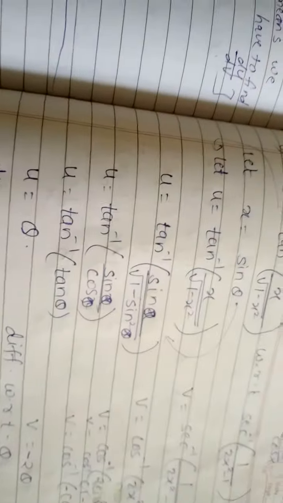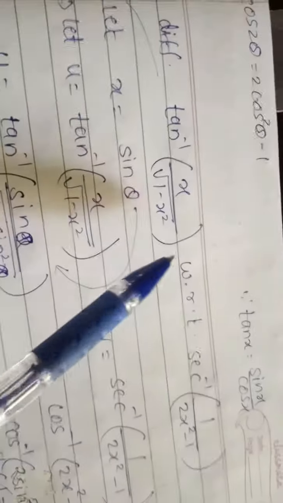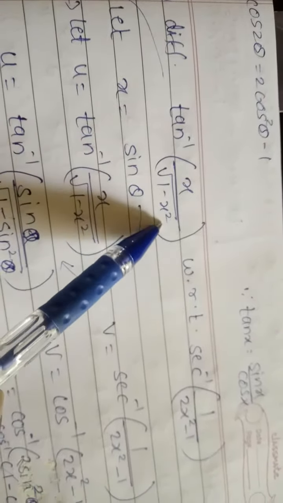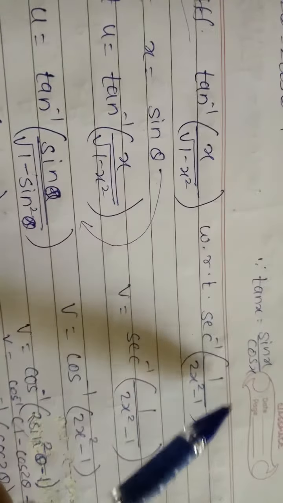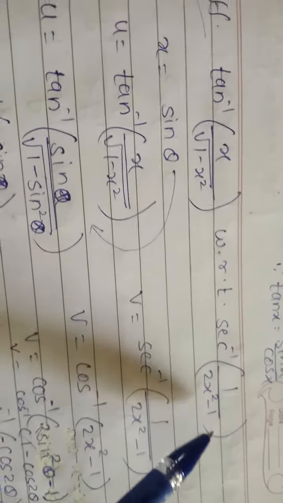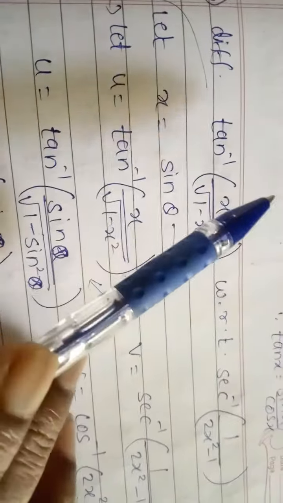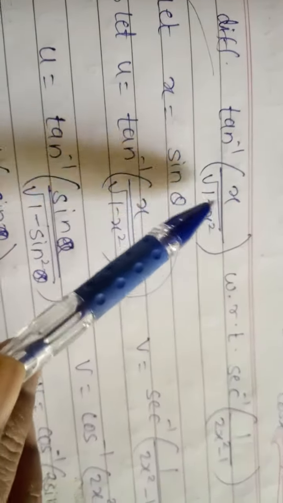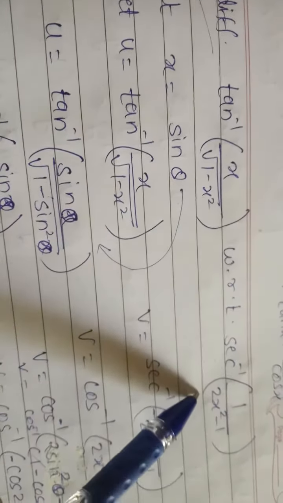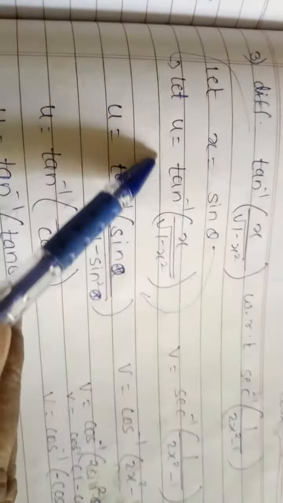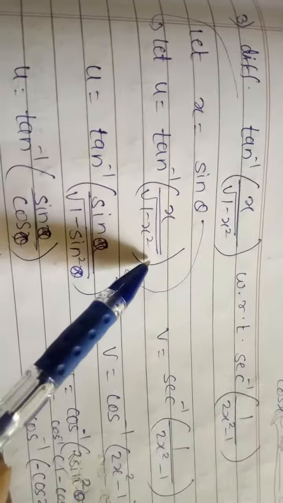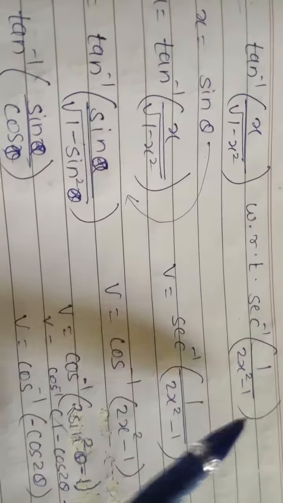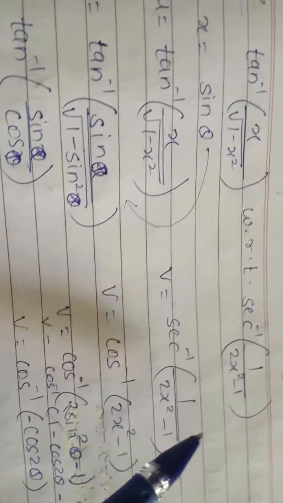Now see the third example. Differentiating tan inverse x upon root 1 minus x square with respect to sec inverse 1 upon 2x square minus 1. So again the same question, here we have to consider this function as u and the second function as v. So first see this one, let u is equals to tan inverse x upon root 1 minus x square and v is equals to sec inverse 1 upon 2x square minus 1.